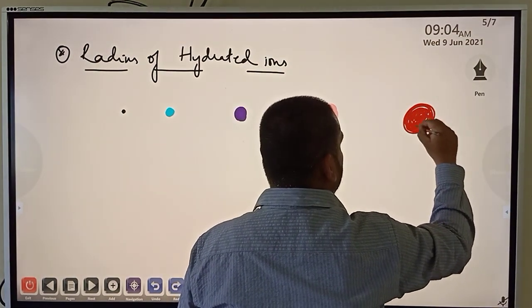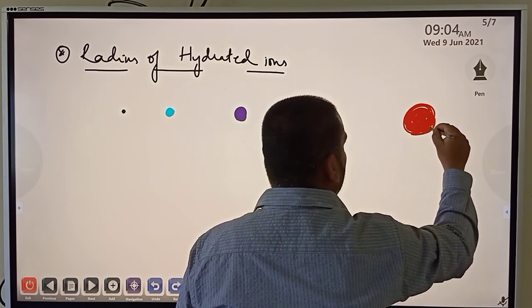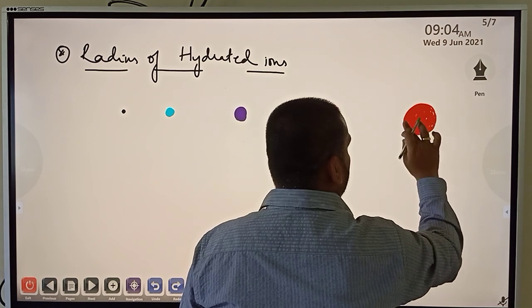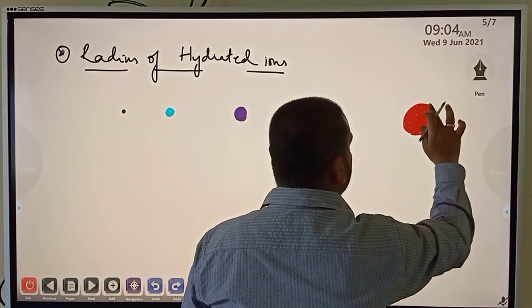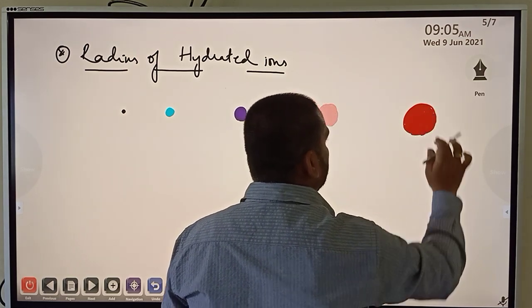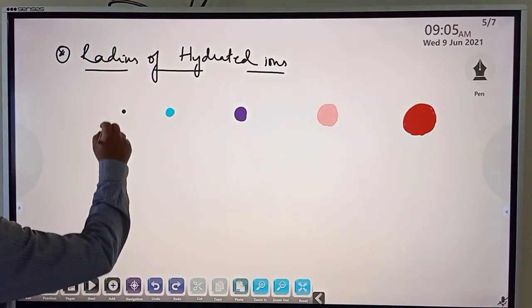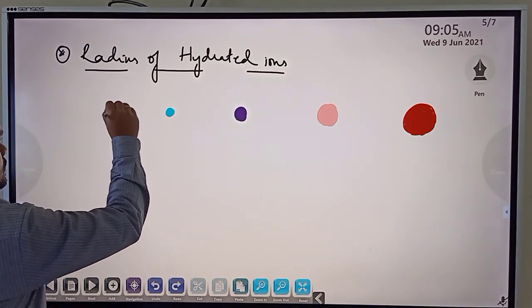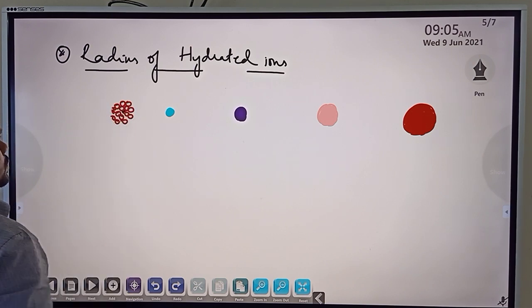Okay, so suppose these are the various atoms that we have in the first group elements. Out of these elements, what do you observe? In which case will the water molecules be attracted more? The circles that I am representing are nothing but water molecules.